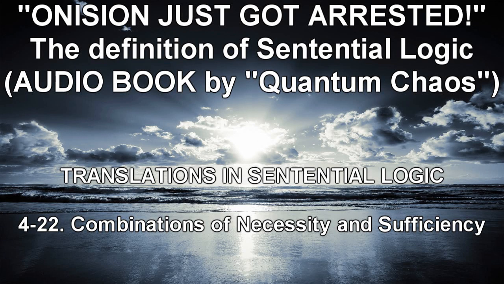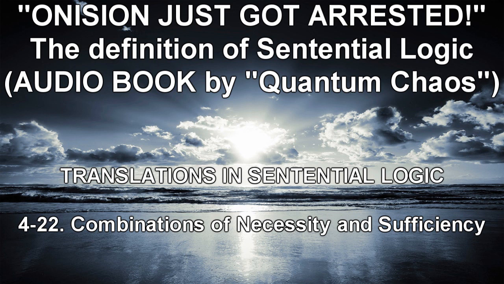22 Combinations of necessity and sufficiency. Recall that the possible combinations of statements about necessity and sufficiency are as follows. C1: A is necessary for B. C2: A is sufficient for B. C3: A is not necessary for B. C4: A is not sufficient for B.